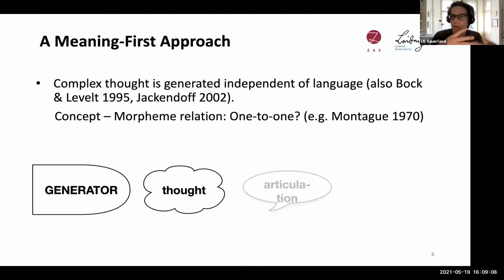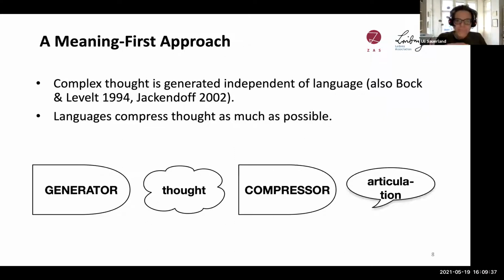the internal processing of the computer, it might have a very rich structure to facilitate internal processing, but a lot of that structure might actually be redundant, and to transmit the file, you want to compress it to make it easy to be sent around. We assume that something similar holds for human communication, so that languages compress thought as much as possible.